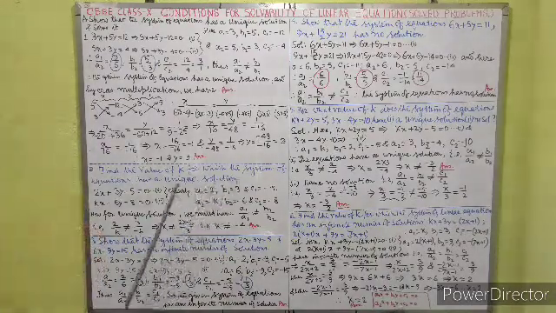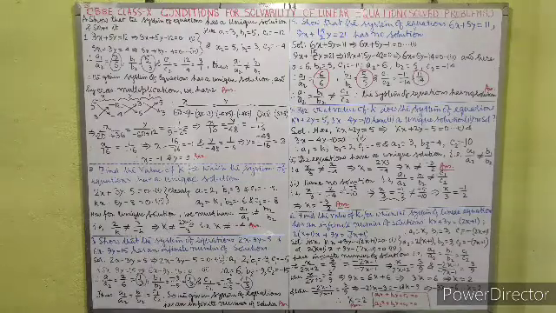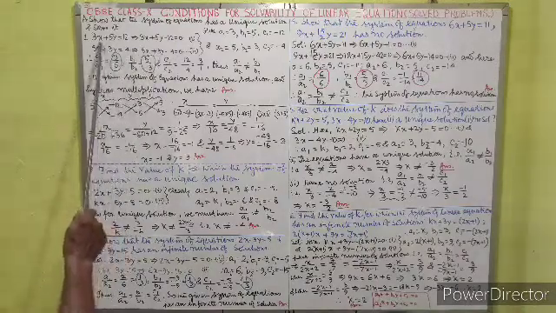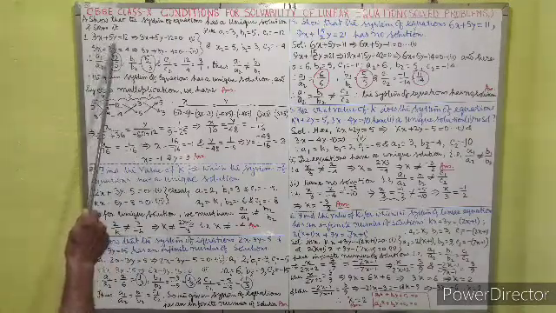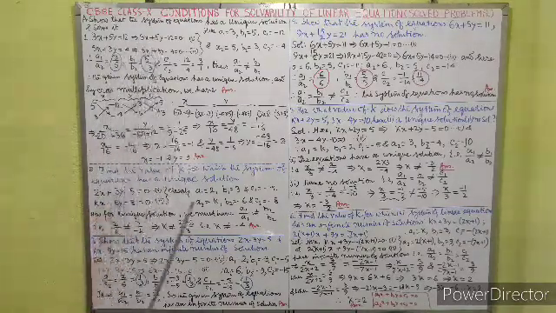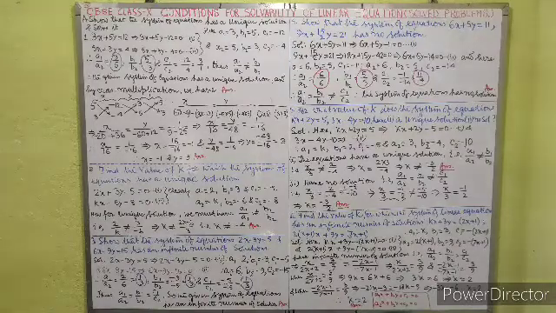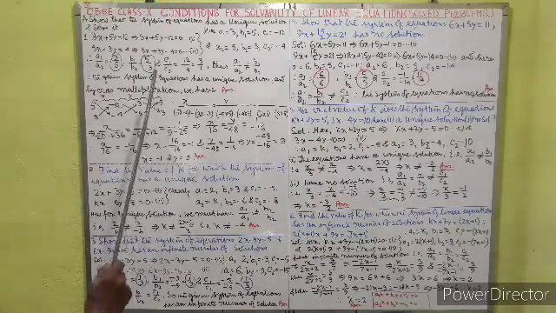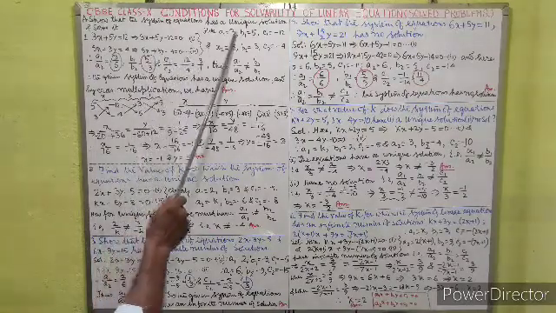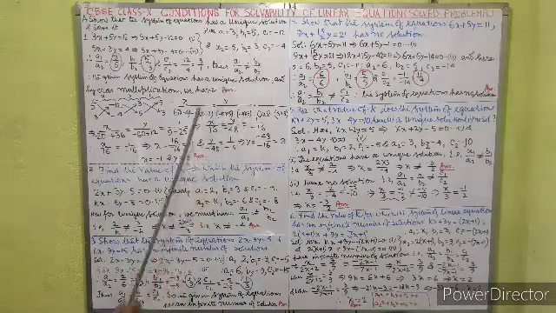Now the first question: show that the system of equations has a unique solution. These equations are given: 3x minus 5y equal to 12. We have framed like this way: 3x plus 5y minus 12 equal to 0 and 5x plus 3y equal to 4, this is 5x plus 3y minus 4. At first we have to show that the equations have a unique solution.